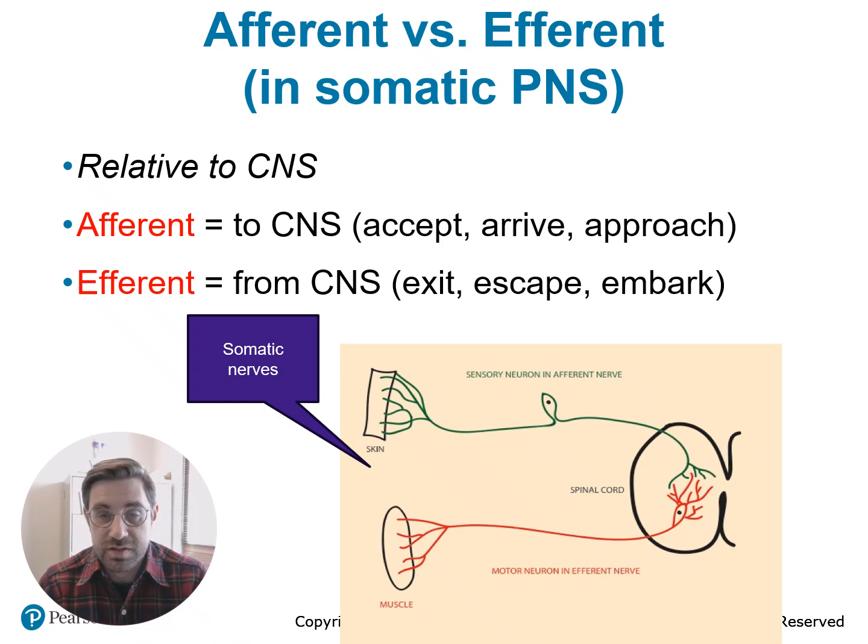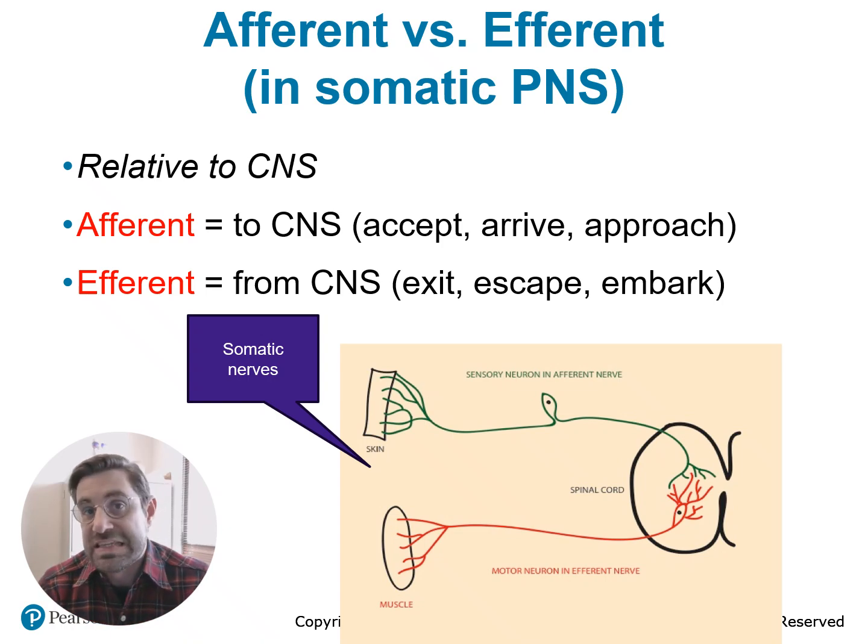These terms sound similar, which makes it kind of annoying to remember. But some heuristics to use is that afferent is going to go to the central nervous system. Okay. So it's going to be accepted. It's going to arrive at or approach the central nervous system. Pick one of those terms to keep in mind. So the afferent nerves are the central nervous system accepts afferent nerves. Okay.